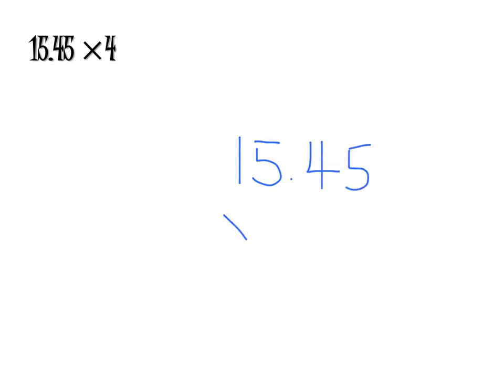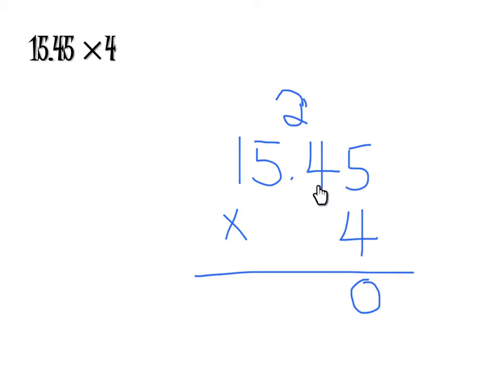15.45 times 4. So my 1 digit is always at the bottom, and then my decimal is always on top. Alright, so let's do 5 times 4 will be 20. 4 times 4 is 16. 16 plus 2 is 18. So 8. Decimal point here, because my decimal points must align. And it's 2 decimal places, so 2 decimal places as well.